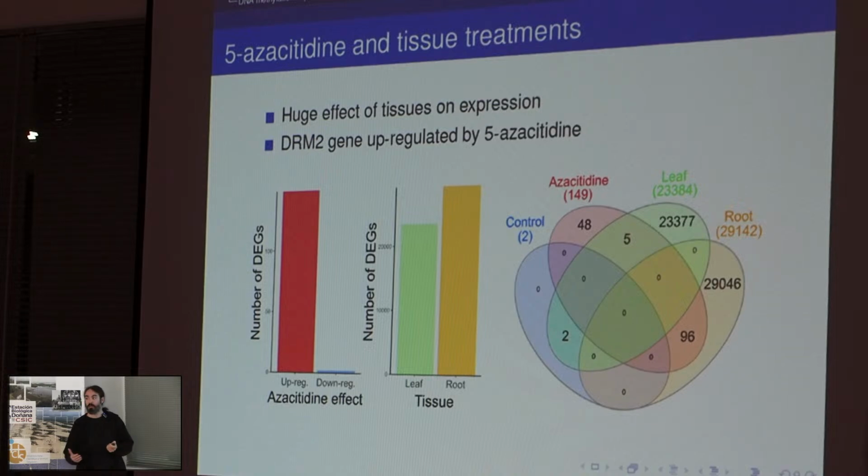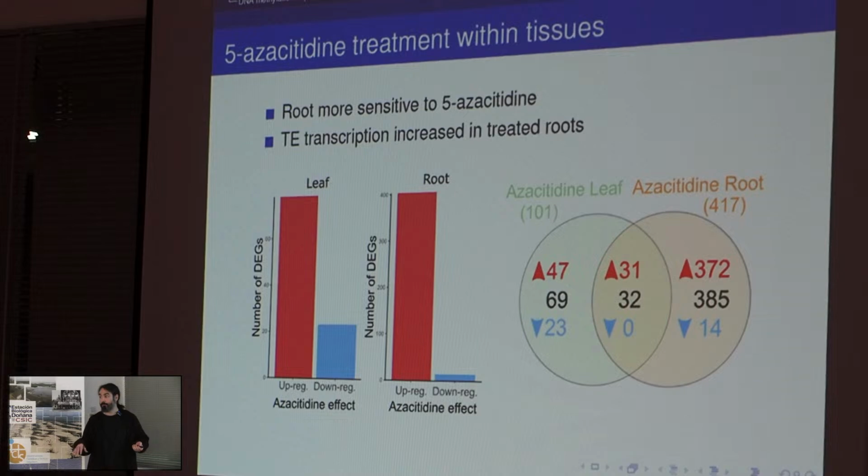So maybe there's a compensation mechanism. So this was interesting. However, I wanted to atomize a little bit and eliminate the tissue effect. So I analyzed differential expression within tissues, and this led to a little bit more azacitidine. We got 101 in leaf, 417 in roots. So definitely there's more sensitivity to the treatment in roots.